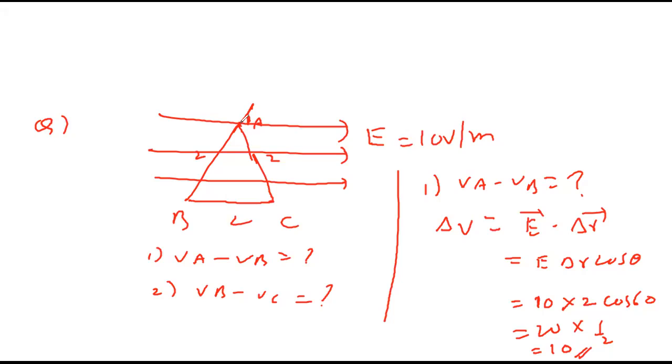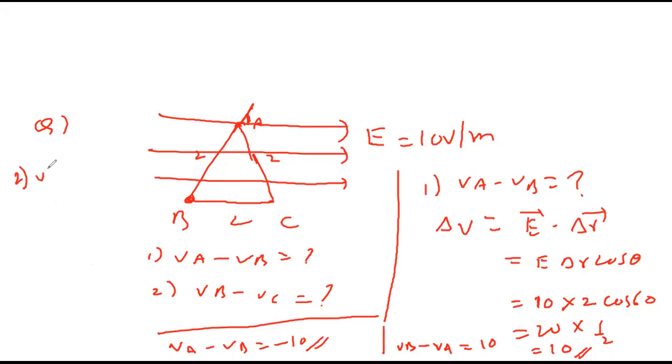Now, A is greater or B is greater? B. So that means this is VB minus VA is 10. Correct? Yes, sir. So VA minus VB will be minus 10. First part followed.